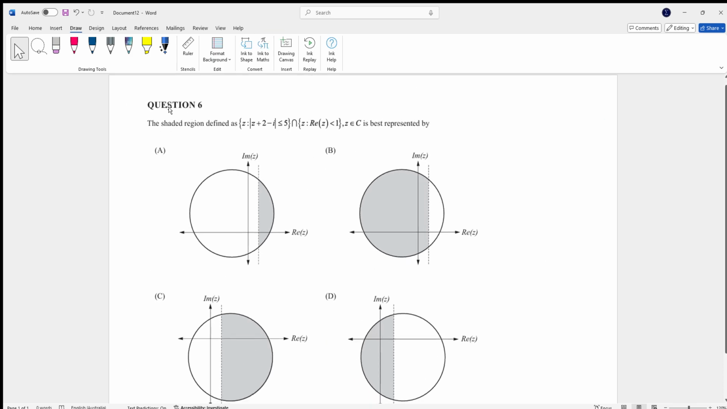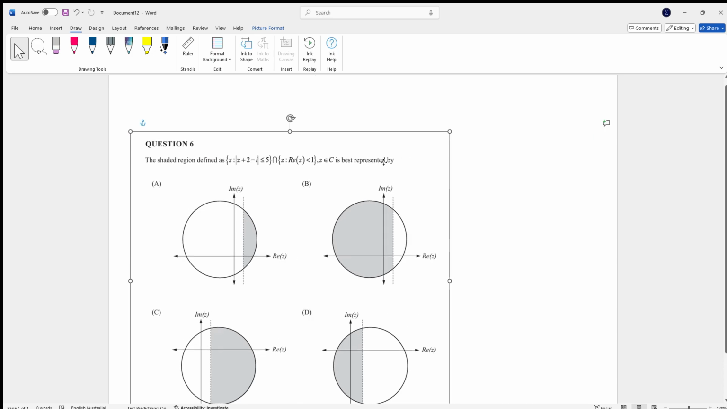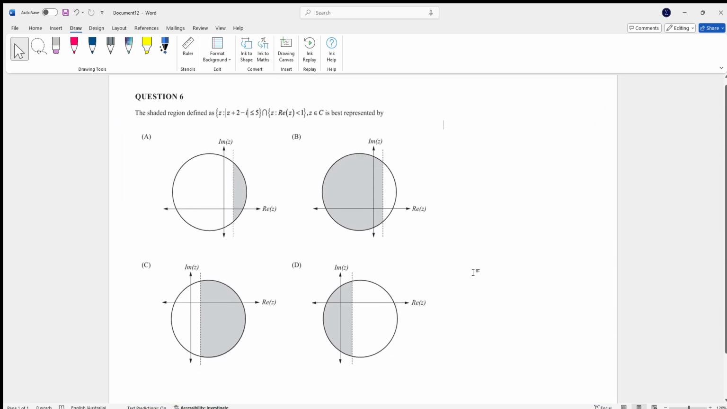So here, the shaded region defined by this here is best represented by, and we're given some options here. So first of all, sketching a complex subset is not that hard. It looks hard, but it's not that hard at all. This information here is just saying you are sketching in the complex realm, okay? This is basically saying you are only accepting the real complex numbers that are less than 1 here.